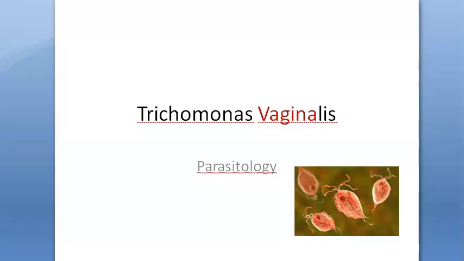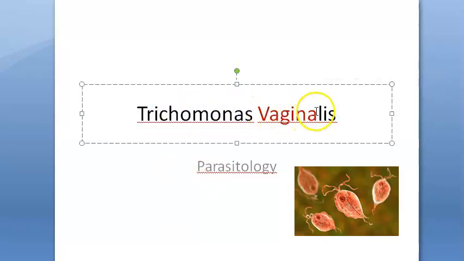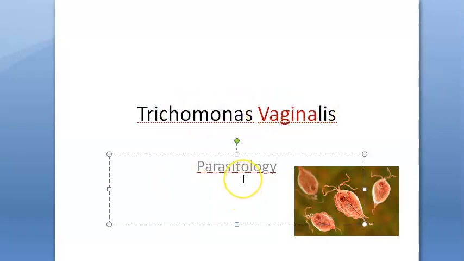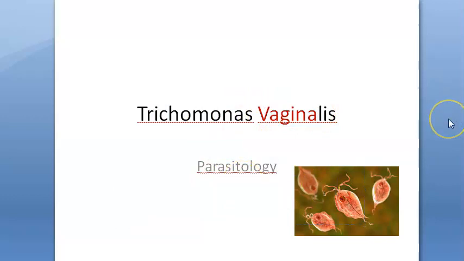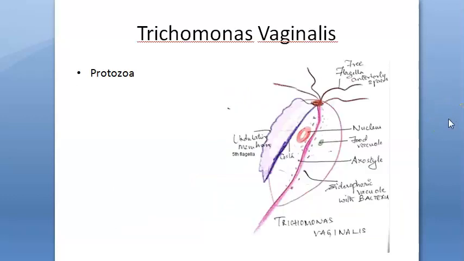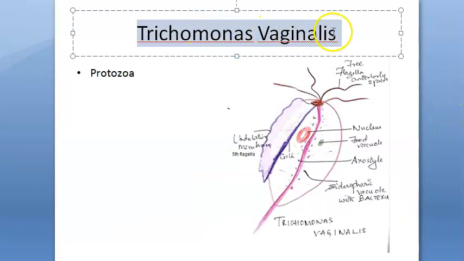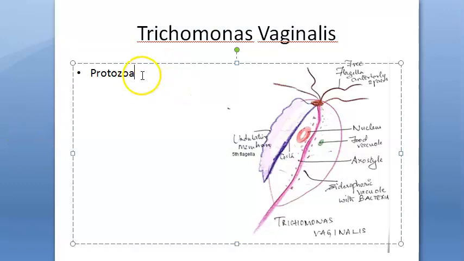In this video, we want to look at Trichomonas vaginalis. As the name suggests, it lives in the vagina. This is a topic under parasitology, so it is a parasite, correct? Trichomonas vaginalis is a protozoa, a single-celled organism, and it causes something called trichomoniasis.